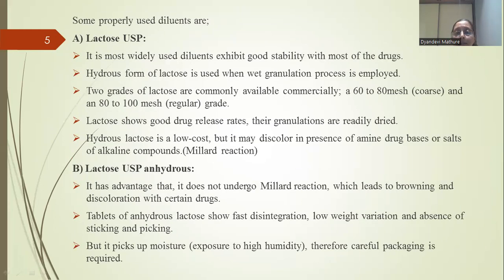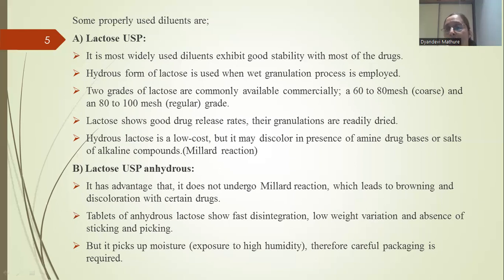So there are some examples of diluents which are most widely used in the formulation of tablets. The first diluent is lactose USP. It is the most widely used diluent, which shows good stability with most drugs. We want that whatever diluent we are using, it should be compatible, it should have stability with the drug. Hydrous form of lactose is used when the wet granulation process is employed. Wet granulation means we are using binder solution to prepare the granule.